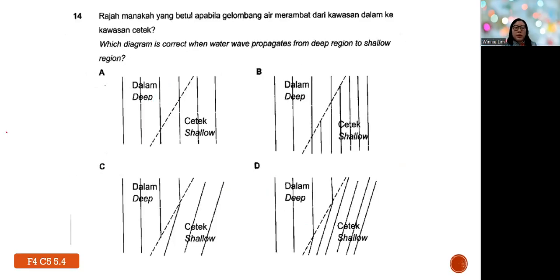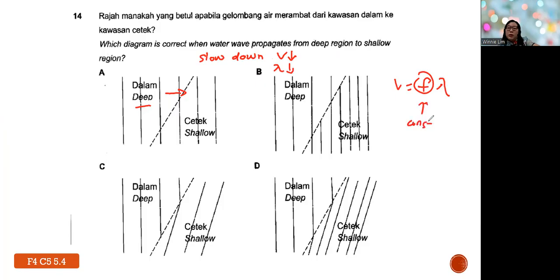Question 14. This question is under the wave topic on refraction. Which diagram is correct when a water wave propagates from a deep region to a shallow region? When water travels from deep to shallow region, it will slow down, meaning the speed decreases. Also, the wavelength decreases because v equals f lambda, and the frequency is constant.